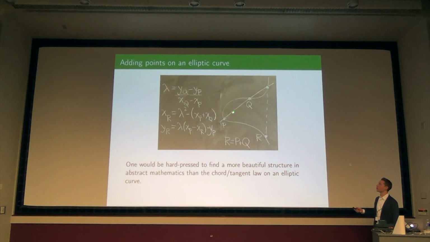Then I need to compute the third point of intersection. And what I do is I take this and I reflect it into the axis. And this tells me that R is equal to P plus Q. You'll see in the next slide why that extra step is necessary. There's always that kind of symmetry, and I'm taking advantage to make it really a group law.